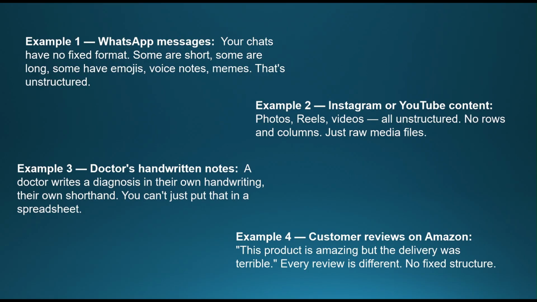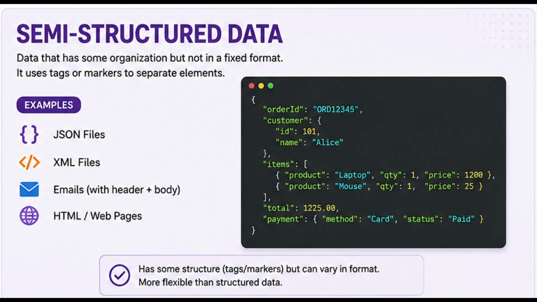Now let's jump to semi-structured data. Let's talk about the middle child, semi-structured data. This type has some organization to it, but not as rigid as a spreadsheet. It has tags or markers that separate the elements, but the structure can vary from record to record. For example, if you see here, we have order ID, we have customer, so some tag is there. But again, inside that, the content in each tag varies. So this is semi-structured, like a hybrid, kind of structured, but also unstructured.